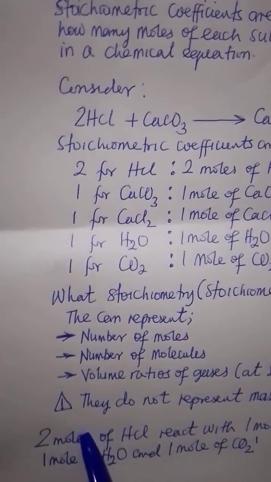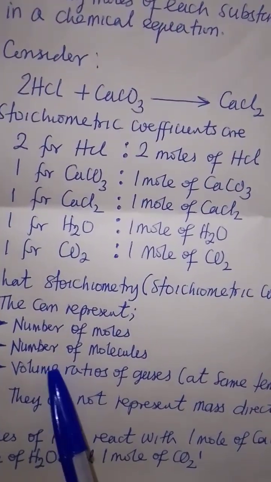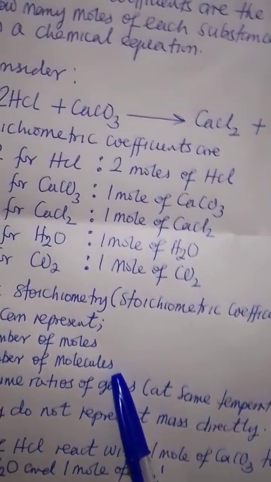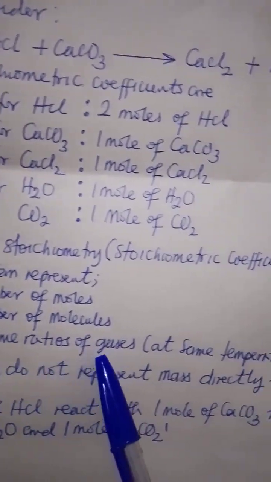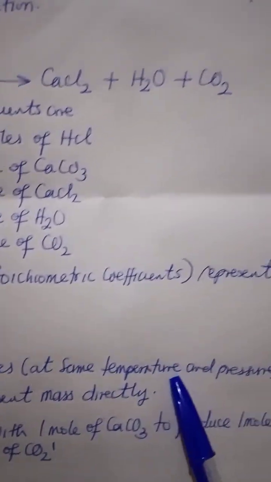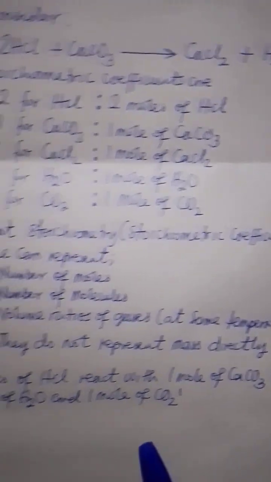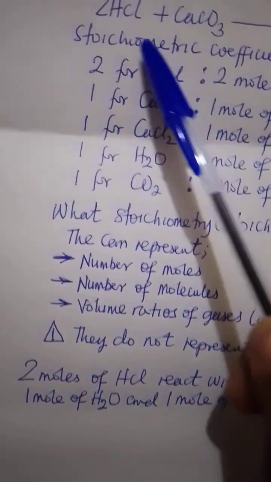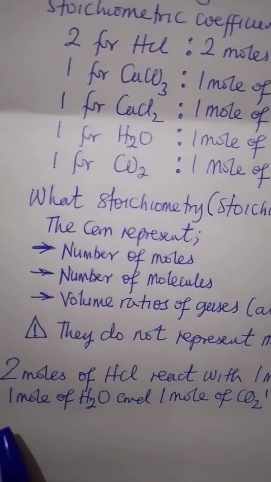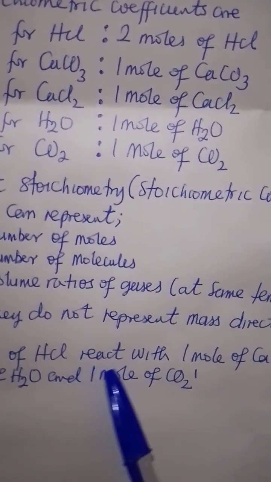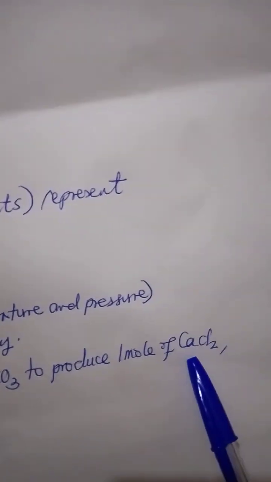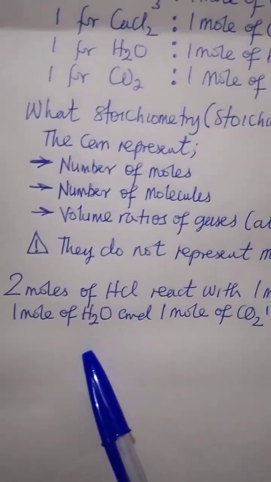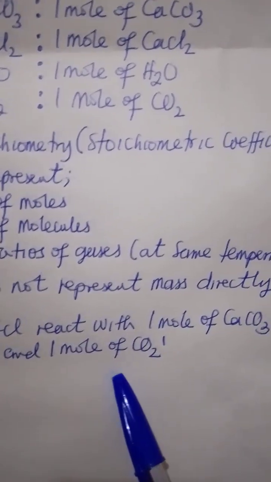Number 2, they represent the number of molecules. They can also represent the volume ratios of gases at the same temperature. That means if we're dealing with gases. So from what we have taken above, you will see that 2 moles of HCl reacts with 1 mole of CaCO3 to produce 1 mole of CaCl2, 1 mole of water, and 1 mole of CO2.